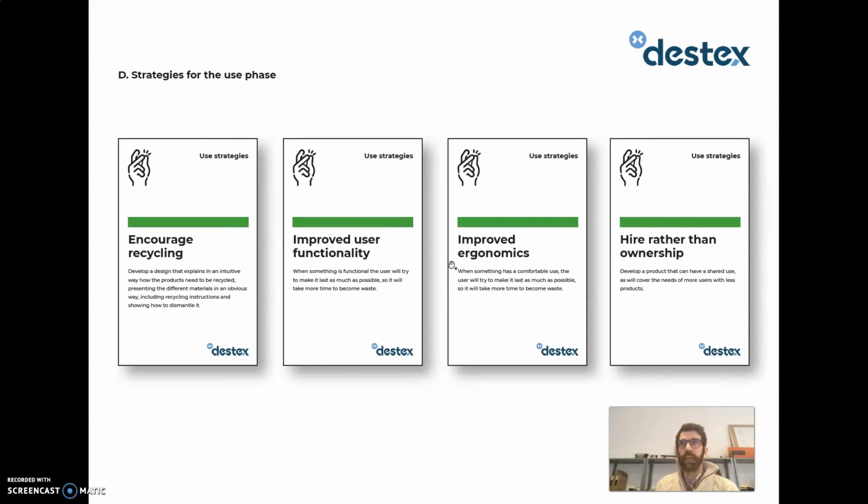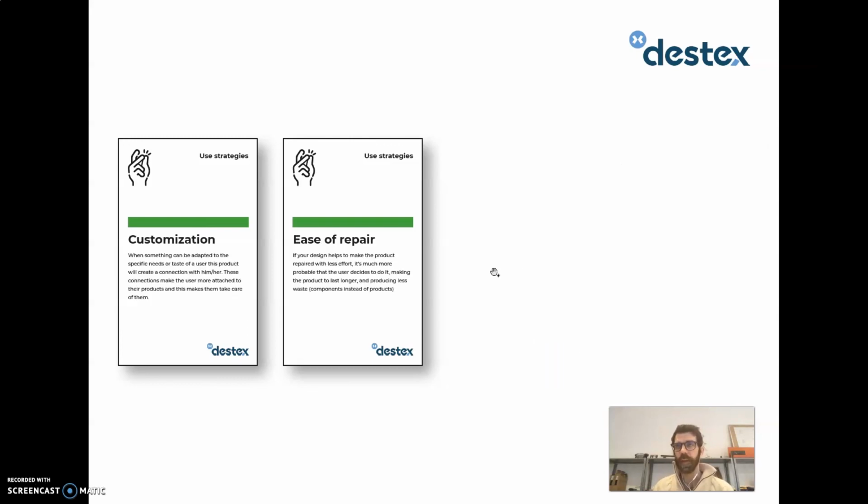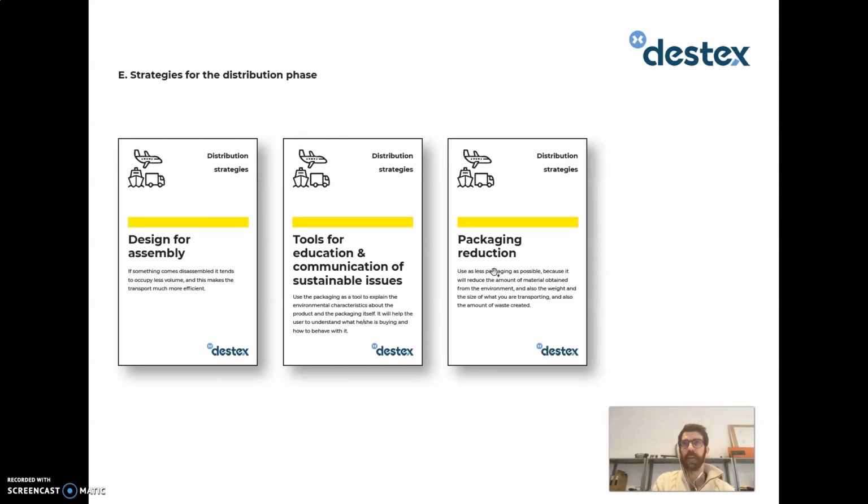From the use phase, you can encourage recycling, you can improve functionality, you can improve ergonomics. And in every one of these cards, you have a short explanation that helps you to understand a little bit what you are going to improve using this strategy. You can propose to hire rather than to own the product, customization, ease of repair.